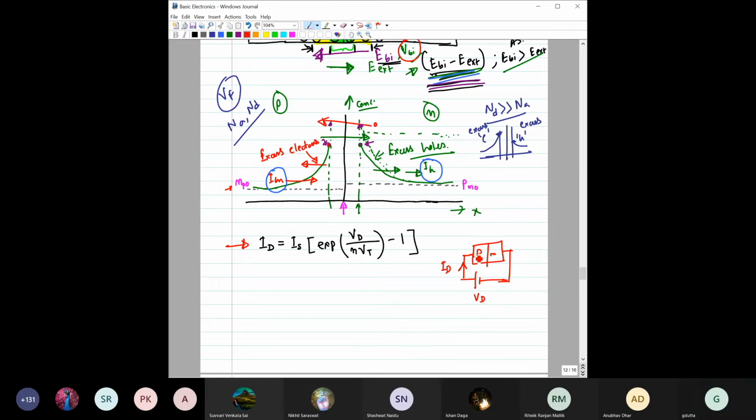Then if we apply across this PN junction an amount of voltage VD, then a current will flow if this PN junction is in forward bias, and this current would be given by this expression. Now here in this expression, you see which are the terms that are known to you. For example, VD is this voltage. ID is this current.